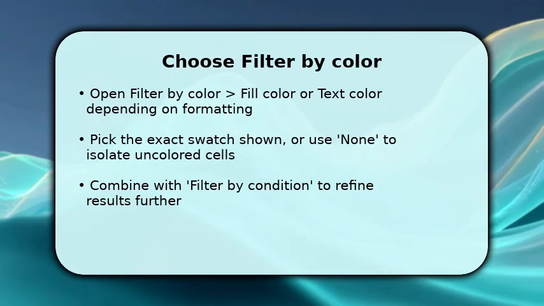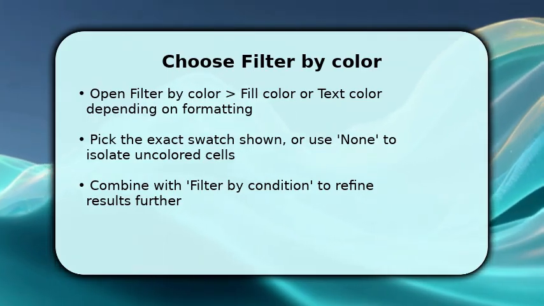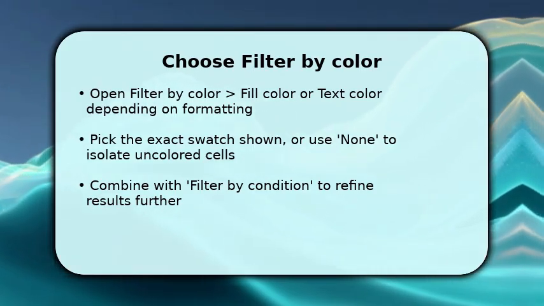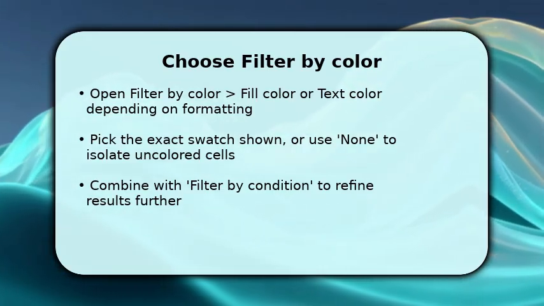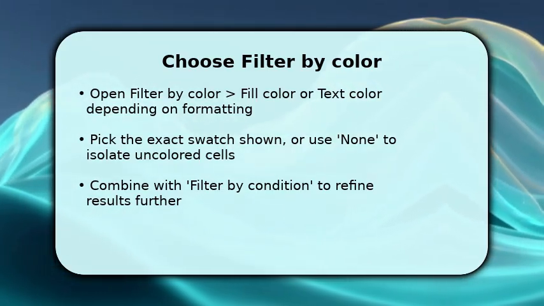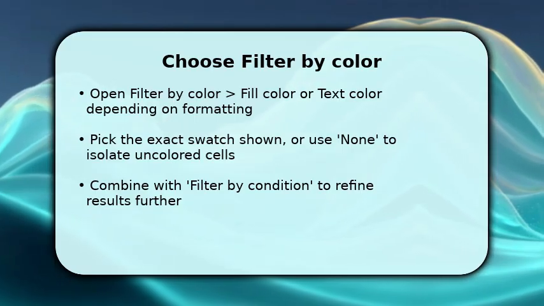Click that drop-down and choose whether to filter by fill color or text color, depending on how the color was applied. Pick the exact color swatch that matches your cells. If you don't see an exact match, look for the closest or use the none option to show uncolored cells.